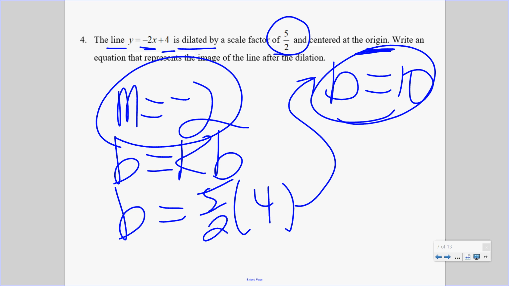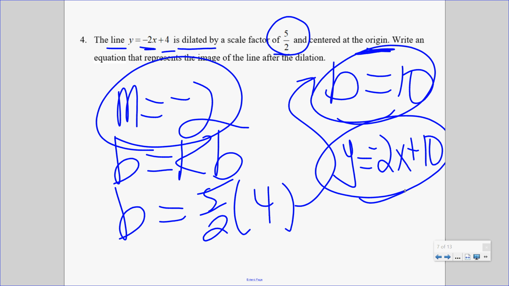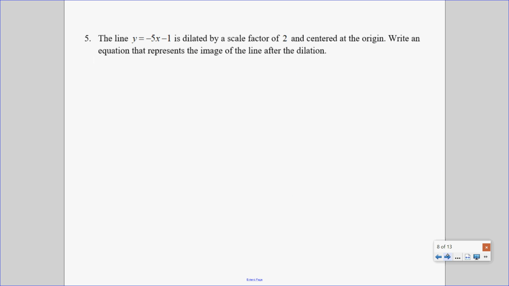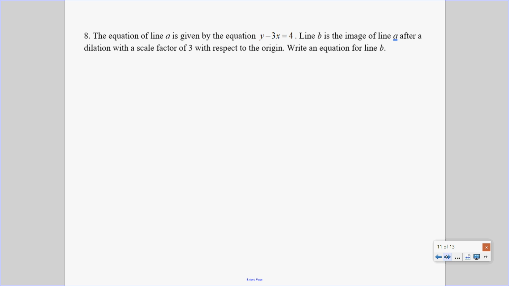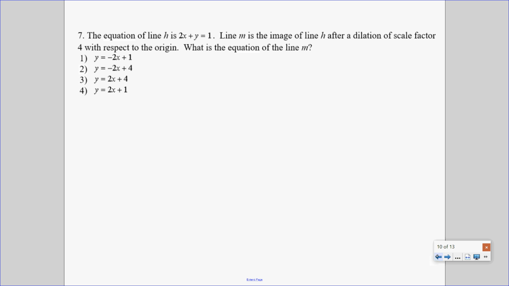I have m, I have b. Y equals negative 2x plus 10. All right. Let's just try number 7. It's got a little twist to it. And then after that, I'm going to let you practice on your own the rest of the period. The equation of line H is 2x plus y equals 1. Line M is the image of line H after a dilation with a scale factor.